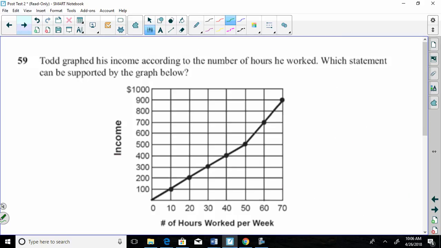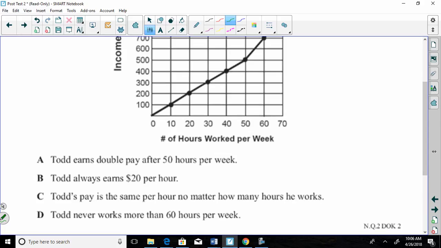So this is talking about the income. I would just do process of elimination. So Todd always earns $20 per hour. Let's just look at this. How many hours is he working at that point? 10. How much money is he getting? So how much would he make an hour? If he makes $100 in 10 hours, that's $20. He gets the same per hour no matter what.